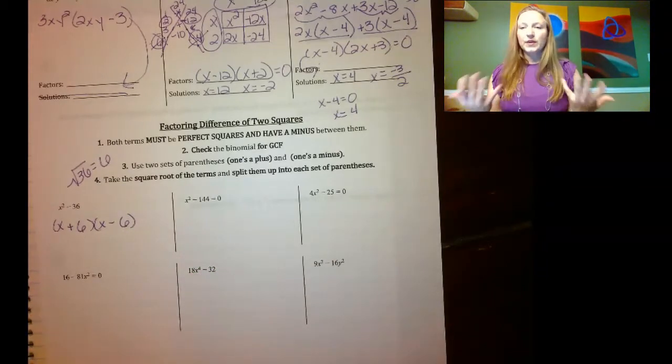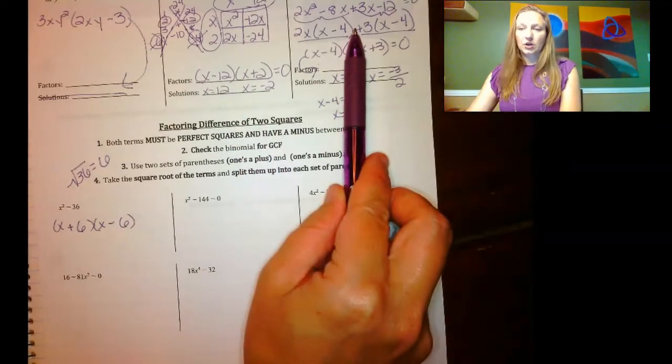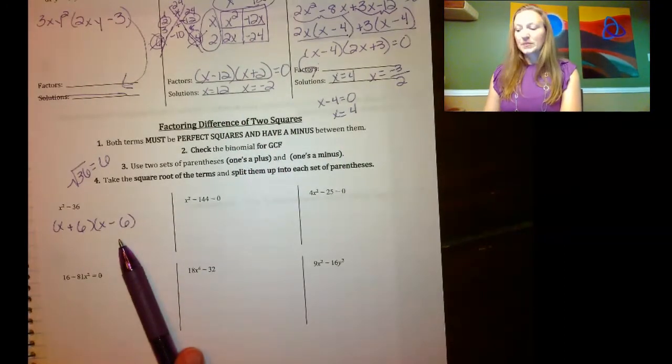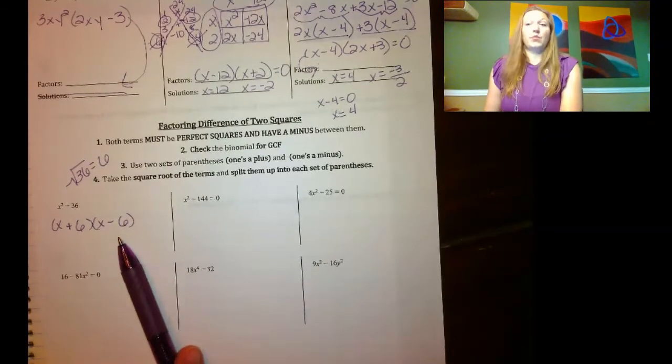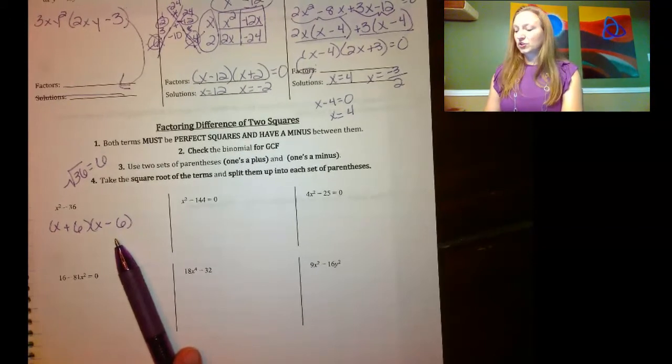Now really, we're doing the same thing as we were doing up here. This is just a shortcut pattern if it is the difference of squares. It's going to save you a lot of time, and it makes some of them that are really hard actually easy problems to do. So it's a good pattern to be aware of.